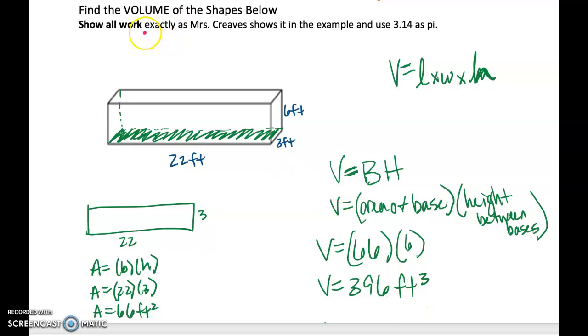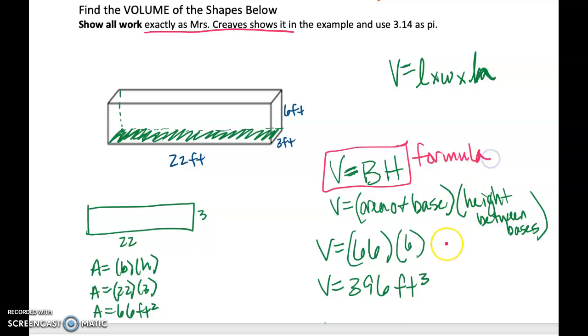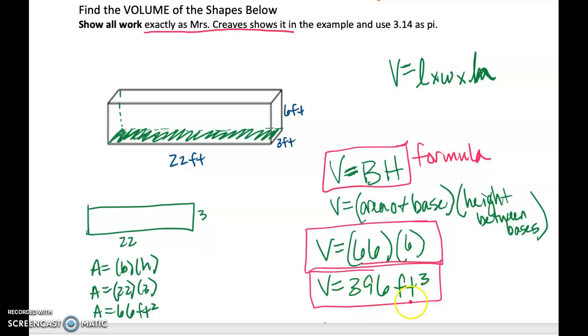Again, we're showing work exactly how Miss Creeves shows it, because that's how we're going to do it. So here is our formula. Always put a formula for me so I know what method you're following. Then we plug in our numbers, then we find the answer, and we make sure to include the proper units.